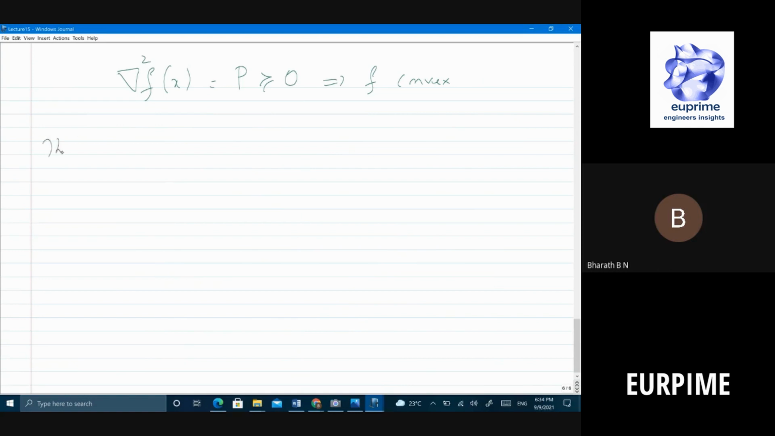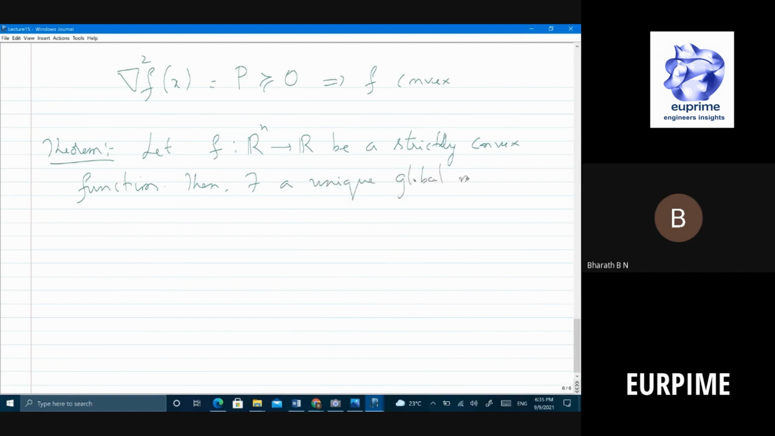So let me write it as a theorem. Let's try and see if we can prove it. I'll do it for a general case. Let f from Rn to R be a strictly convex function. Then there exists a unique global minima. Okay, there exists a unique global minima.